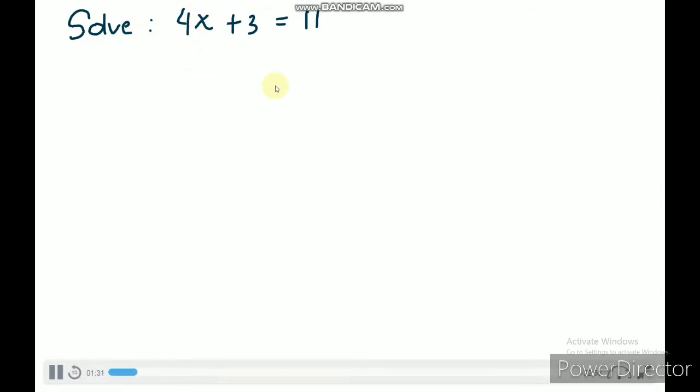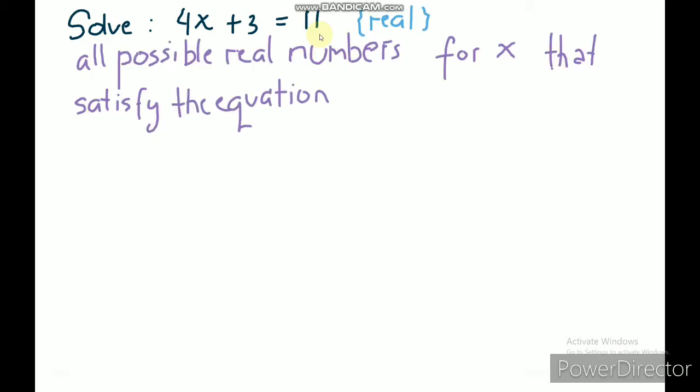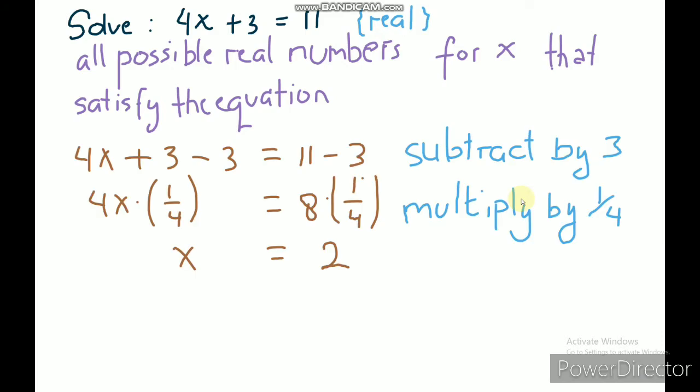If you want to solve this equation, 4x plus 3 equals 11, what would you do? What is the objective? The objective is, since we are not specified a domain, you can assume it is from the real domain, right? So we are trying to find all possible real numbers for x that satisfy the equation. So let's see what are all possible values of x.